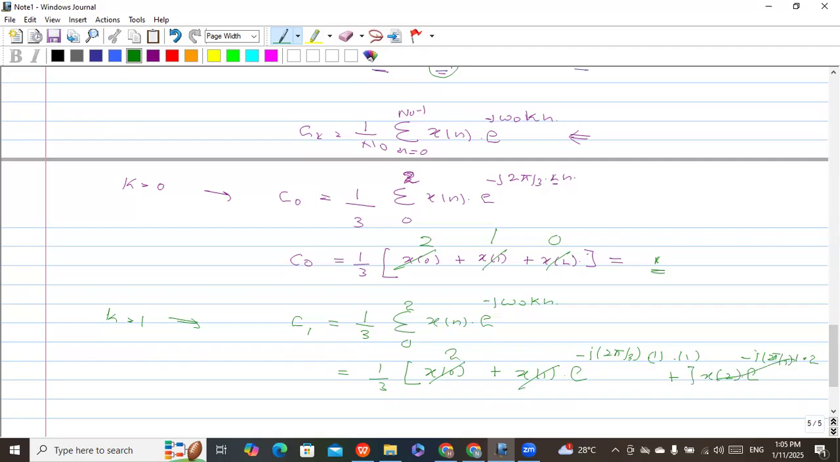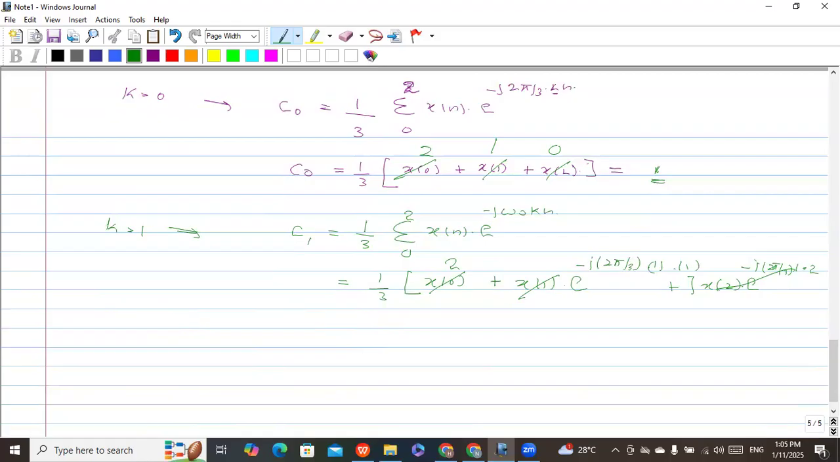So for the c1 you will have 1 over 3, 2 plus e to the power minus j 2π/3. So you can use the Euler formula, you can expand this: cos 2π/3 plus j sine 2π/3. So you can see that it is a complex number, x plus jy. So you can find the c1.